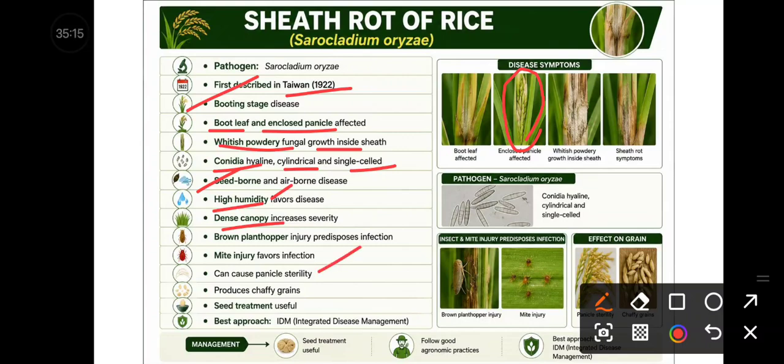Then it can cause panicle sterility, produce chaffy grains. Seed treatment is useful, with carbendazim 2 gram per kg you can use. Then best approach is obviously IDM. Okay. Remember this causal name. It affects the booting stage. Then about the seed borne nature, high humidity. Okay, these are important points.